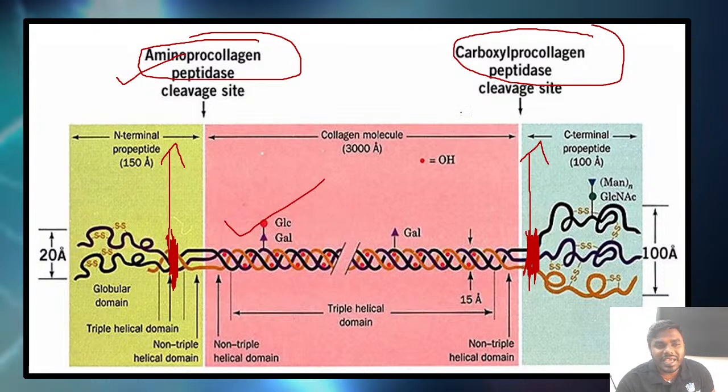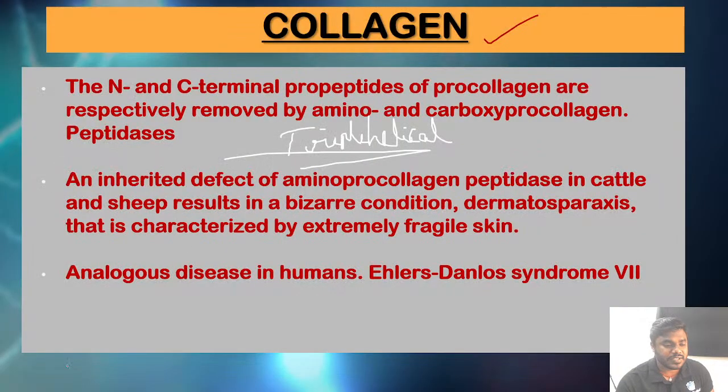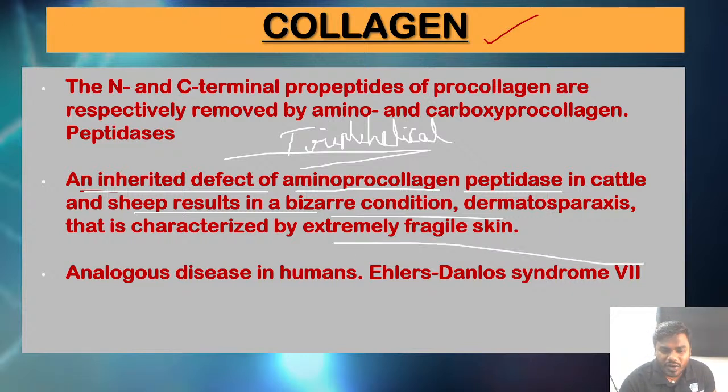Suppose, for example, there is a deficiency in the aminoprocollagen peptidase enzyme. This enzyme is not present. Then what is the point? You have to understand, we can't cleave this particular amino terminal domain. So friends, because of that, see here what happens. Look into this. An inherited defect of aminoprocollagen peptidase in cats and sheep results in a condition, friends, we can call it dermatosparaxis, which is fragile skin.